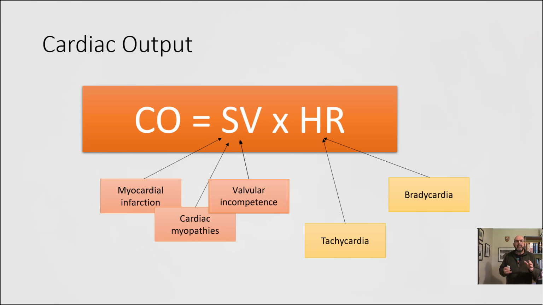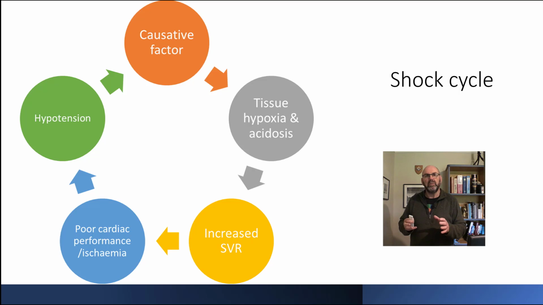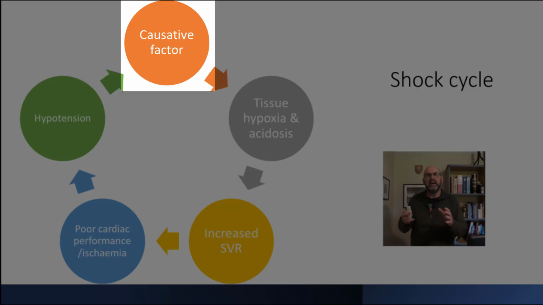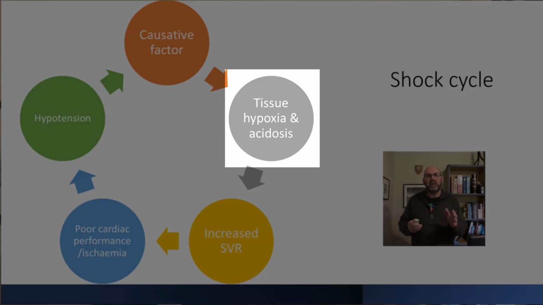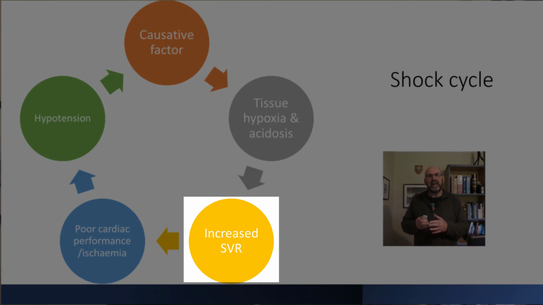In many cases, more than one factor comes into play. However, the shock cycle will often start with a reduction in stroke volume, whether this be due to ischemia, myopathy, valvular incompetence, or heart rate. The reduction in stroke volume is going to lower blood flow to the organs, causing tissue hypoxia and acidosis to occur. These changes cause a sympathetic response, which under normal circumstances will cause widespread vasoconstriction, and this is going to raise the systemic vascular resistance.